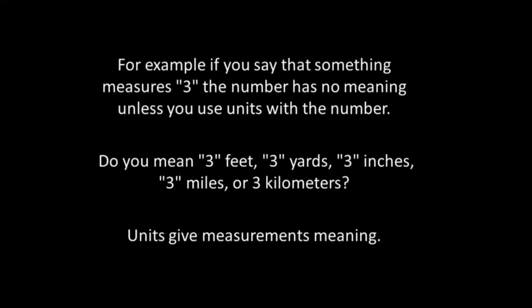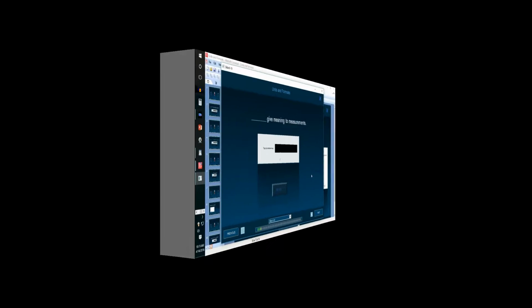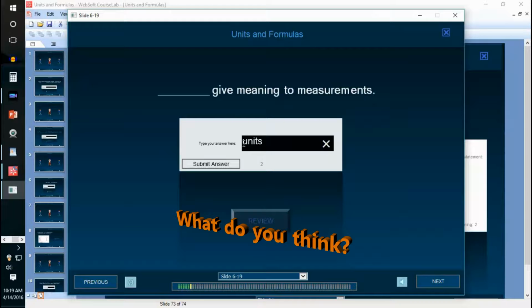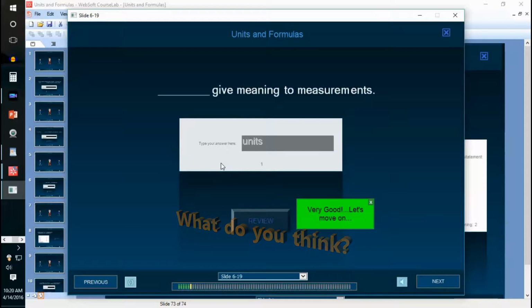For example, if you say that something measures 3, the number has no meaning unless you use units with the number. Do you mean 3 feet, 3 yards, 3 inches, 3 miles, or 3 kilometers? Units give measurements meaning. Nicely done. Units give meaning to measurements.